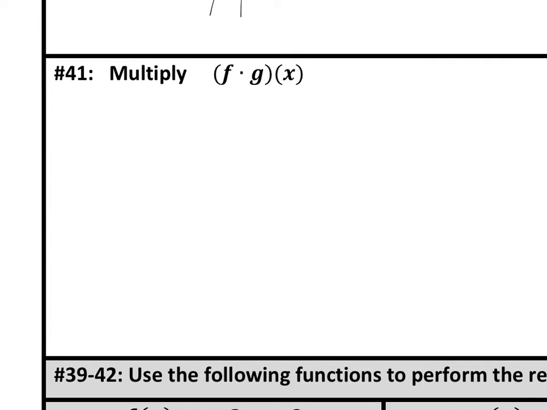Okay, 41 says the word multiply, and in between the f and the g there is multiplication. So let's write out whatever f of x is. So this means f of x times g of x. Okay. F of x is 3x minus 4. G of x is 7x minus 2.